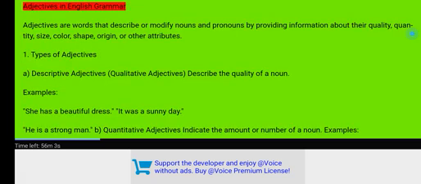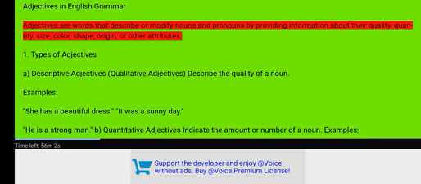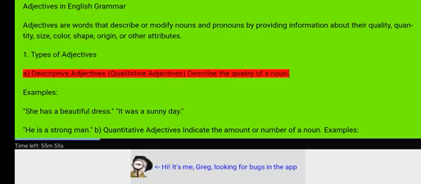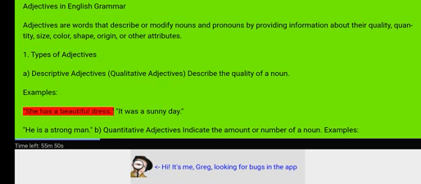Adjectives in English grammar. Adjectives are words that describe or modify nouns and pronouns by providing information about their quality, quantity, size, color, shape, origin, or other attributes. 1. Types of adjectives. A. Descriptive adjectives, or qualitative adjectives, describe the quality of a noun. Examples: She has a beautiful dress. It was a sunny day. He is a strong man.